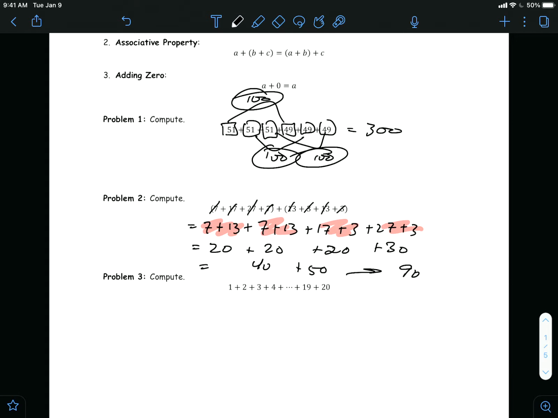This one's a little trickier too. You guys want to have a sec to work on this one on your own? See if you can come up with an answer. Do we know what the plus dot dot dot plus is, first off? It means you gotta fill in everything from 4 to 18. So plus 5, plus 6, plus 7, plus 8, plus 9, plus 10, so on and so on, all the way up to 18.